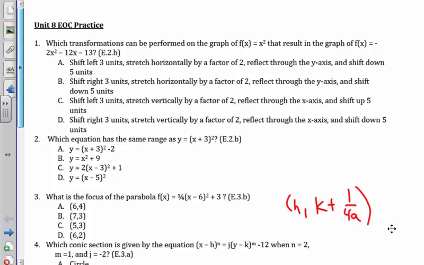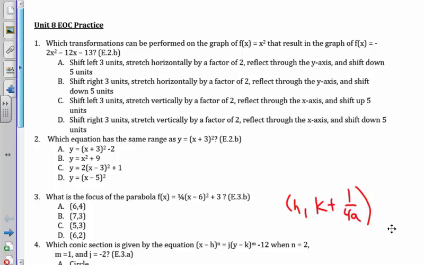So let's go over the Unit 8 practice now. If we take a look at number 1, we've got a couple options here. We can reason our way through it, or we can type it into our calculator and see what it looks like, see where the vertex is, see what's happened to the transformation, and answer it that way.